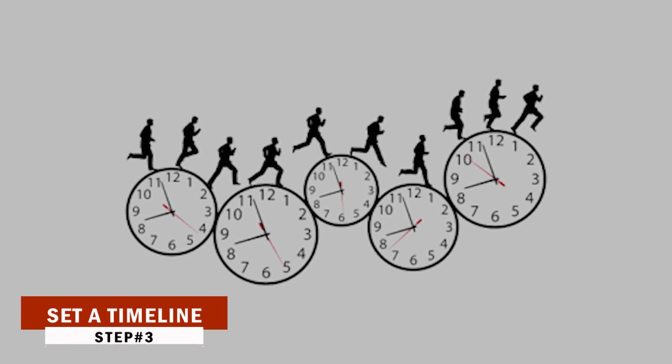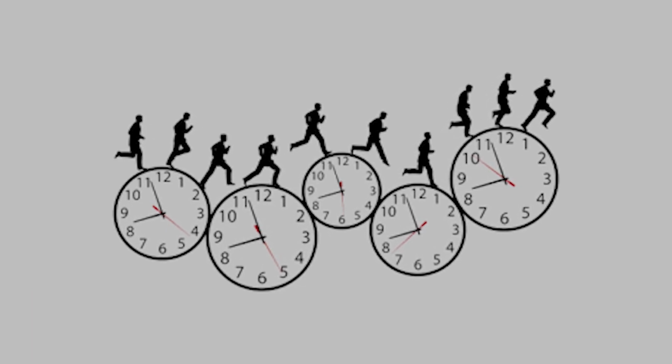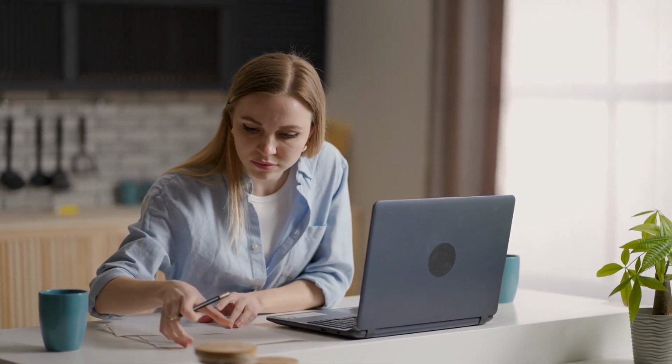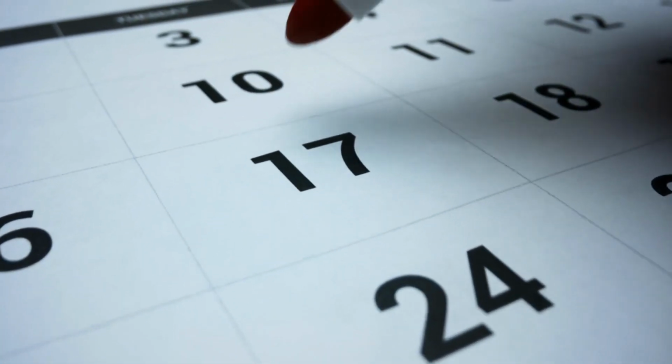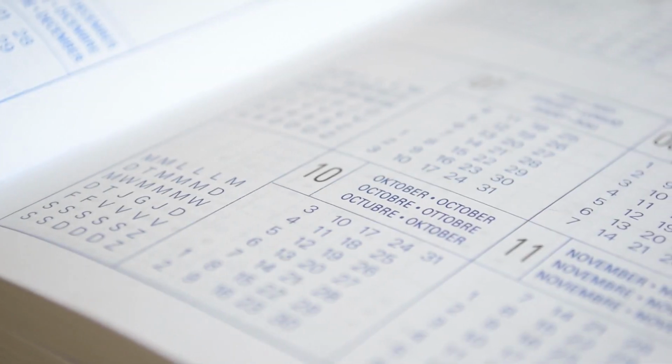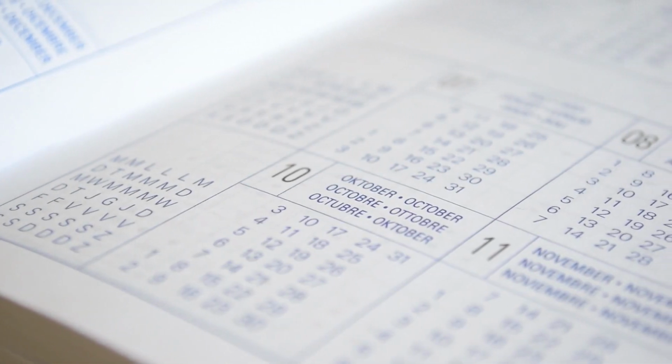Step number 3. Set a timeline. You should define a time frame for finishing each task in the process along with a deadline for your main goal. It's important to implement a timeline to make sure you stick to steady progress towards your goal. Consider the criteria and how much time you'll need to do each task on your list.